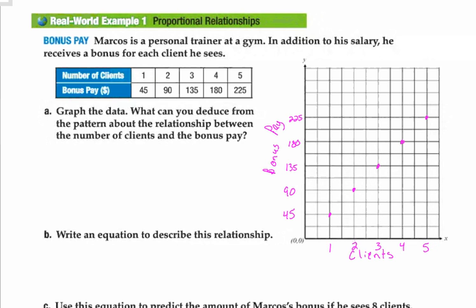So right away, we should see, again, that we have a linear relationship. We have to go further with this. What can we deduce from the pattern about the relationship between the number of clients and the bonus pay? Well, let's look at this. It looks like every single time that he gets a new client, he's adding on $45.